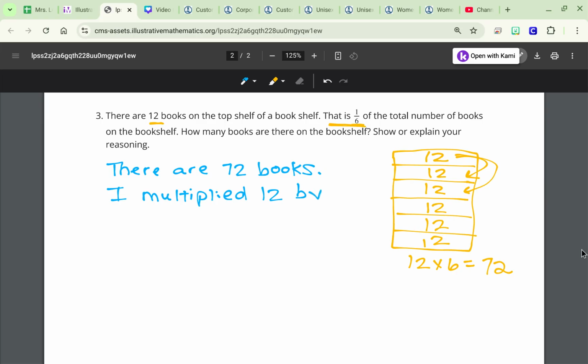by 6 to get 72. And another thing that I can mention is that 12 is 1/6 of 72. So we can check it that way as well.